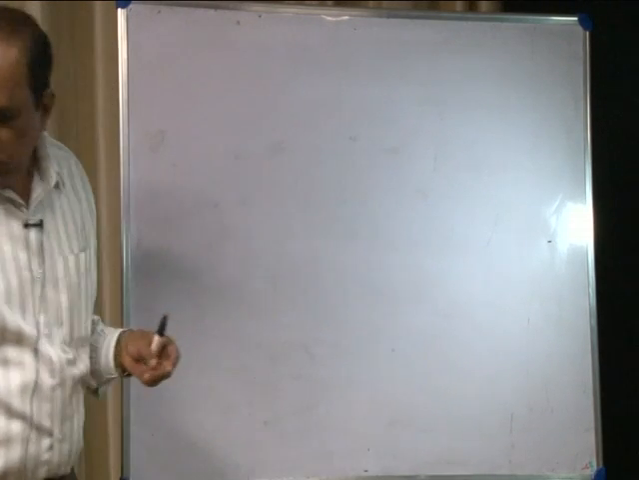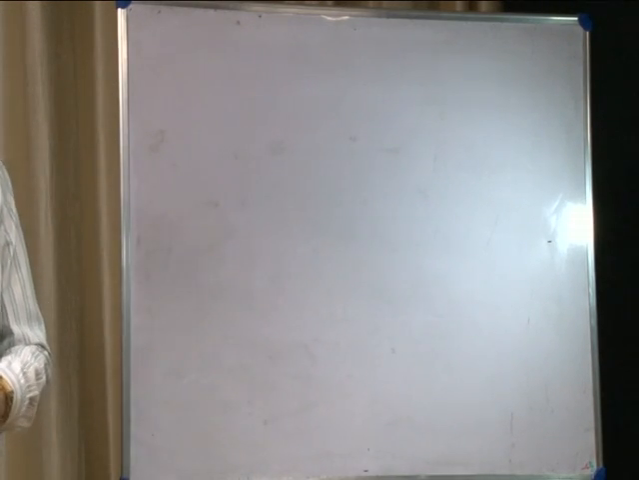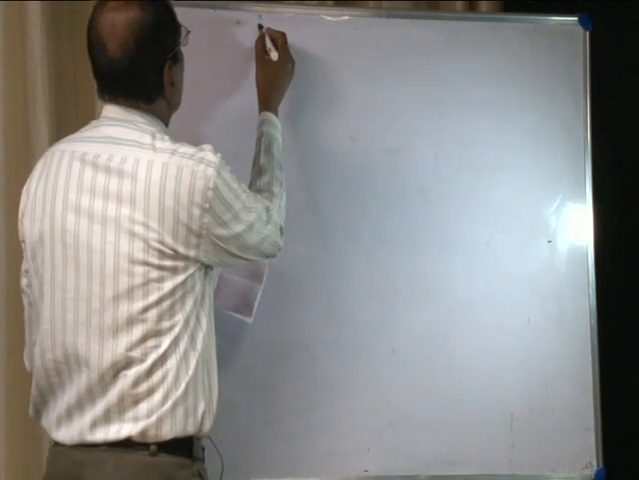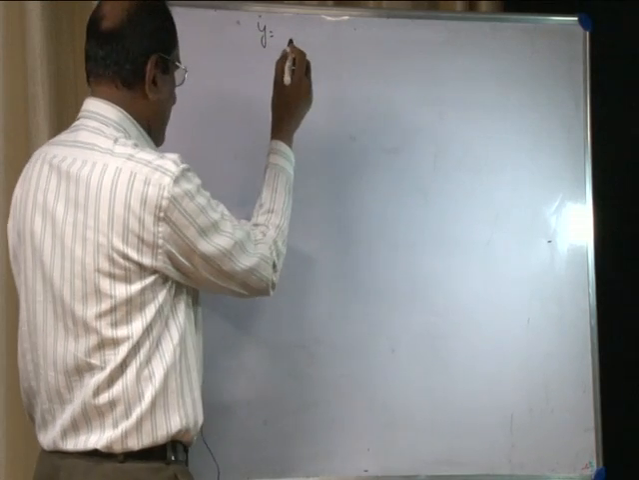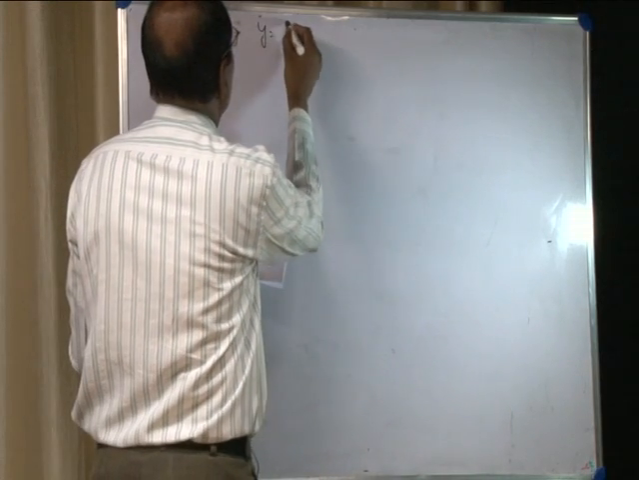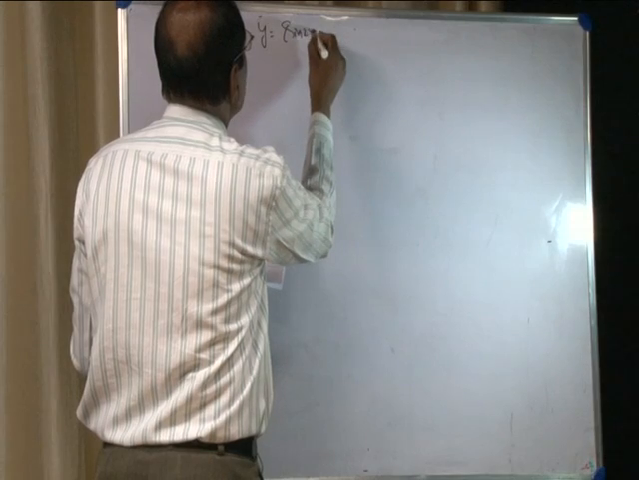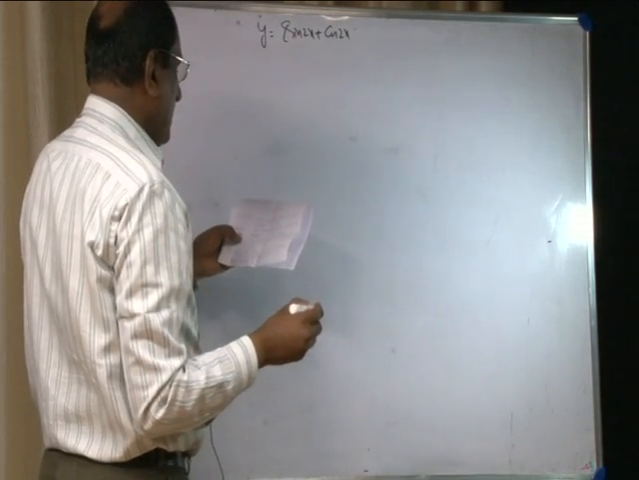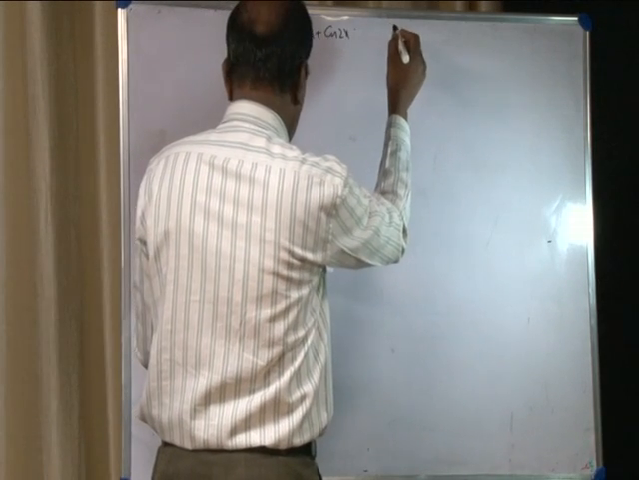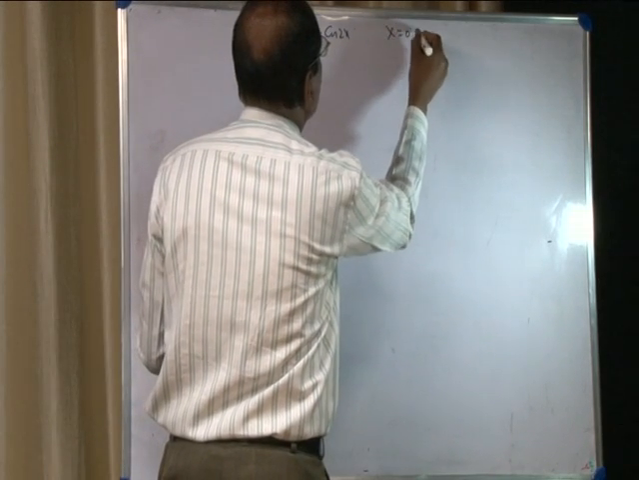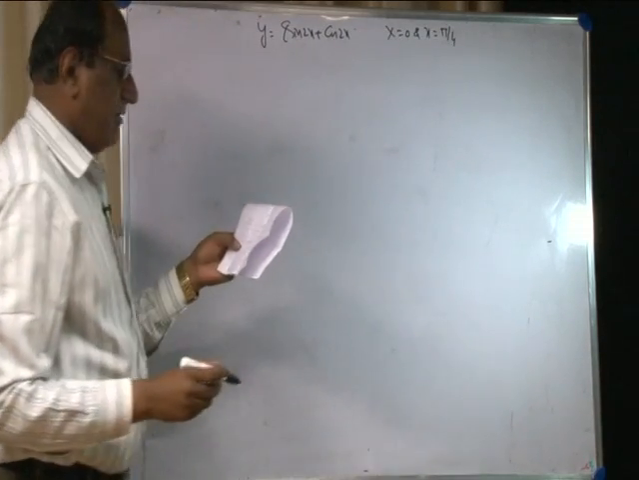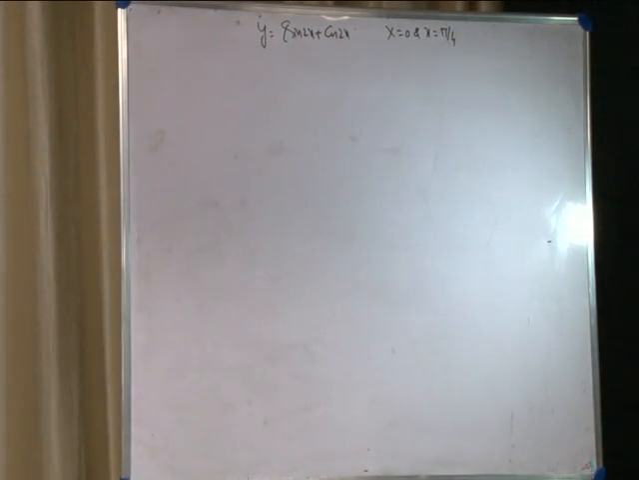Next problem, note down the next problem. Find the area bounded by the curve y is equal to sin 2x plus cos 2x, between the x axis and between the ordinates x equal to 0 and x equal to pi by 4.